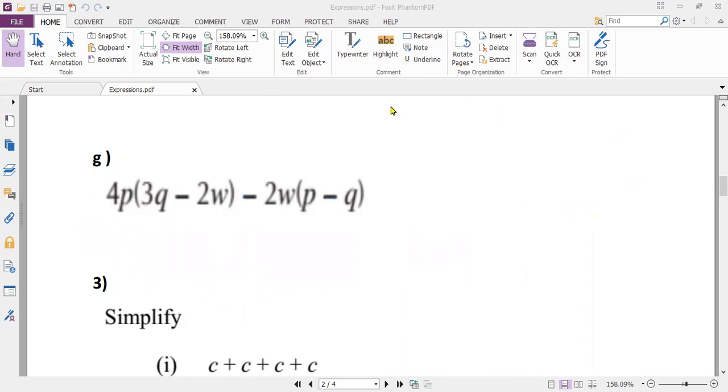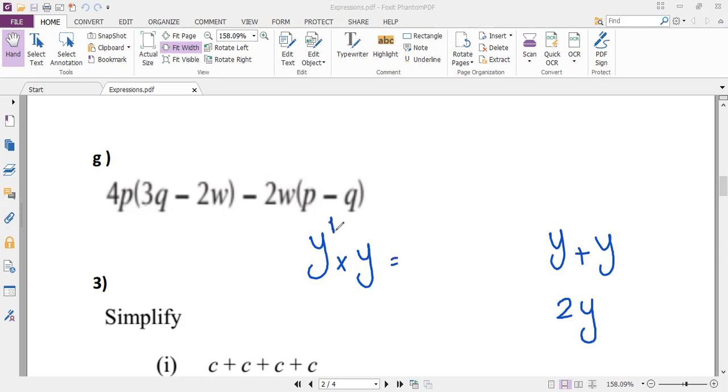Now I want to show you the difference between y times y and y plus y. y plus y, it's 1y plus 1y equals 2y. But y multiplied by y, you know, it's y raised to the power of 1 and this y raised to the power of 1. And when multiplying like bases, we add powers. So we write y and add 1 plus 1, it's y raised to the power of 2. Or y squared.